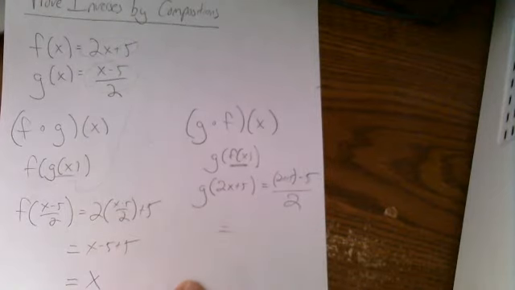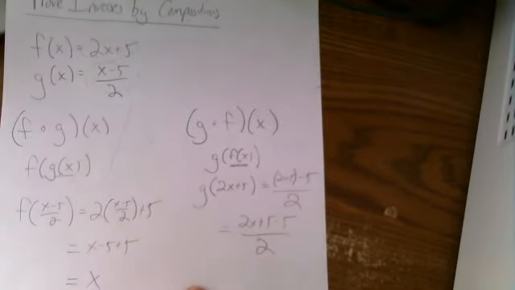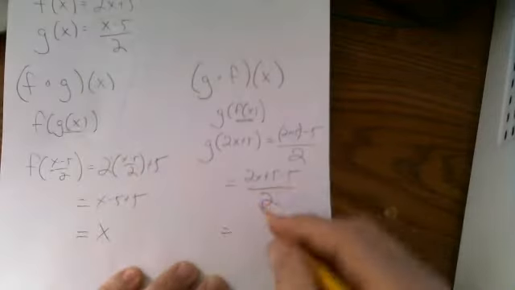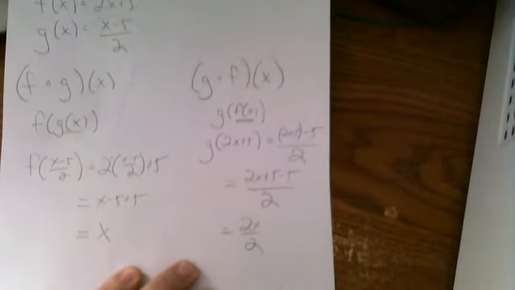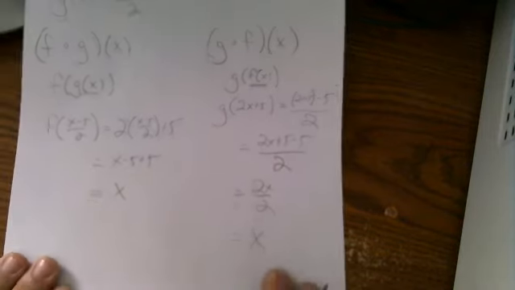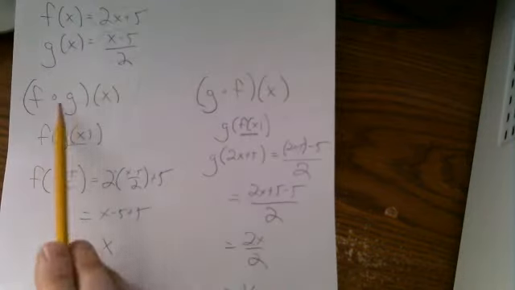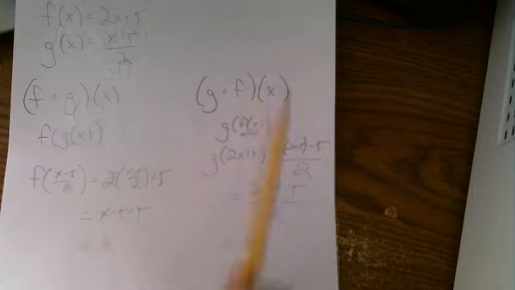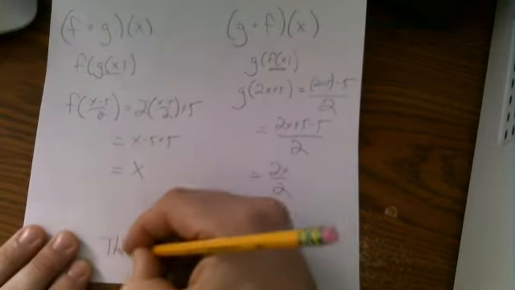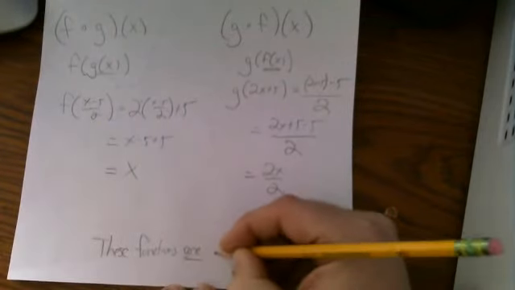So we can rewrite that as 2x plus 5 minus 5 over 2. The 5's cancel. 2x over 2. Cancel the 2's now. x. So we got x in return by composing the functions in both directions, which means these functions are inverses.